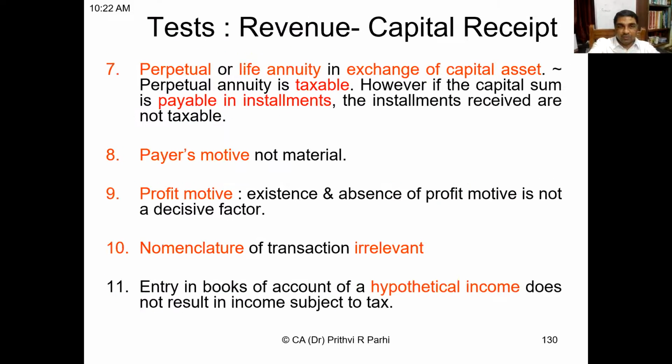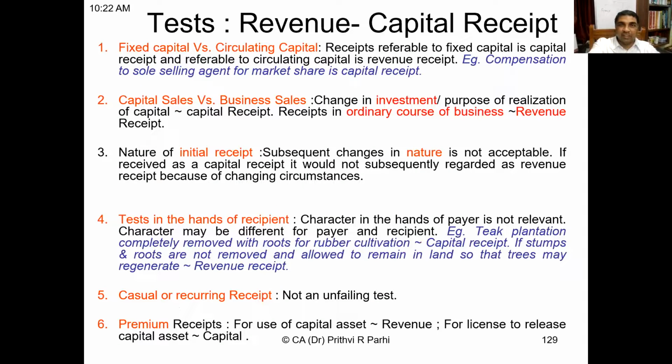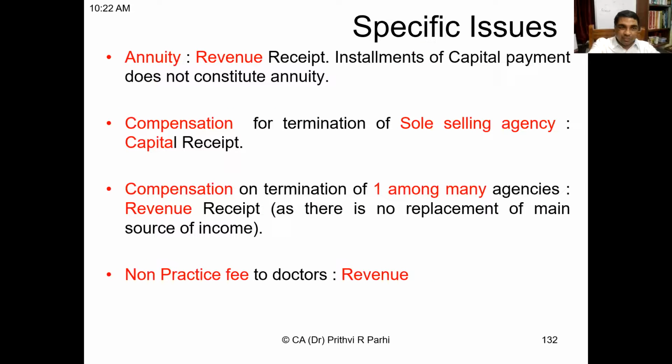Right, friends. So you see, almost 17 issues, or 17 principles, we discussed to know whether a particular receipt is an income or not. So now some specific issues are there. Let us quickly complete this part also.